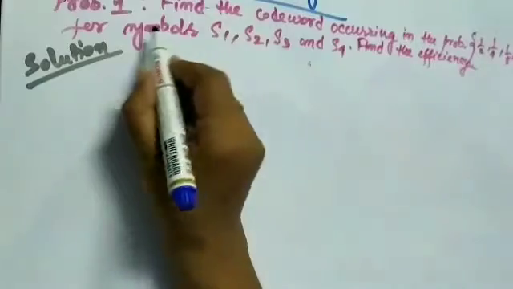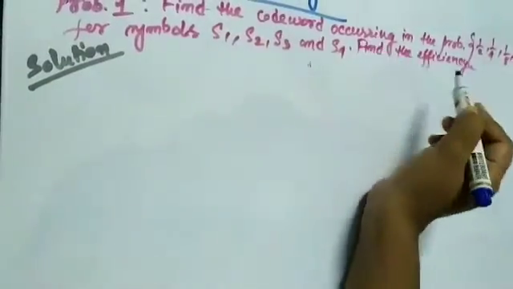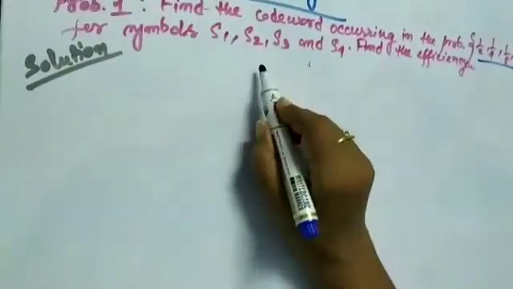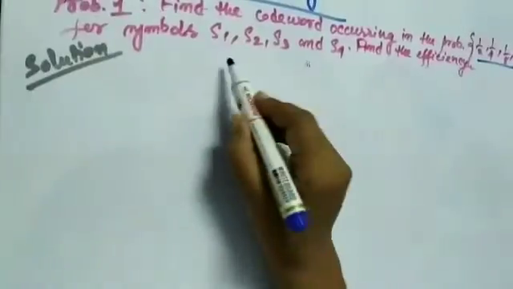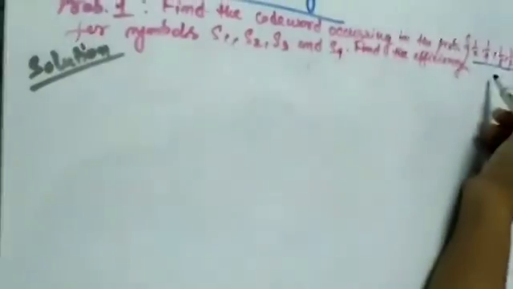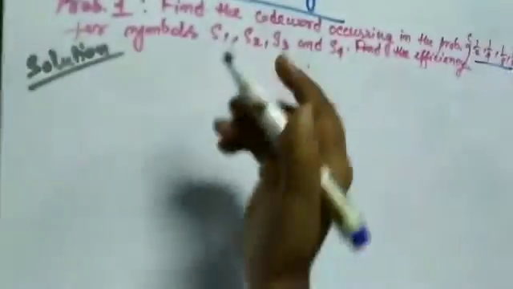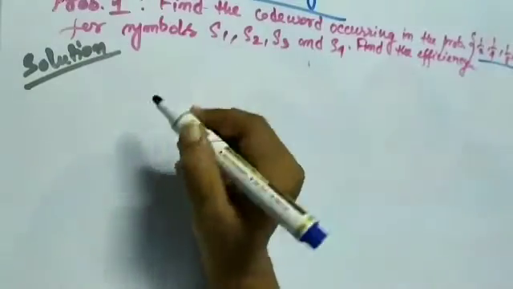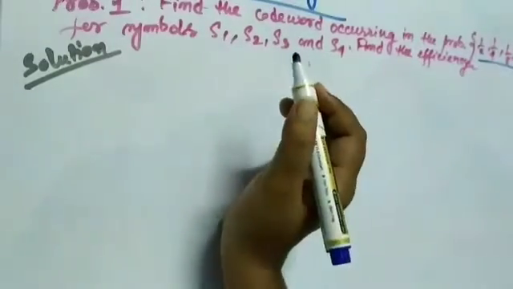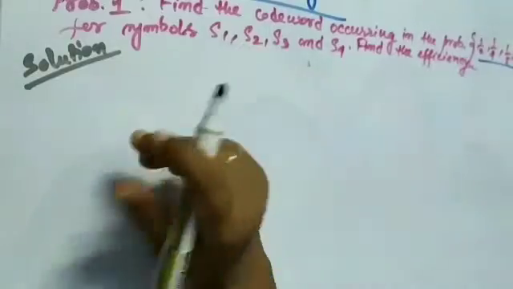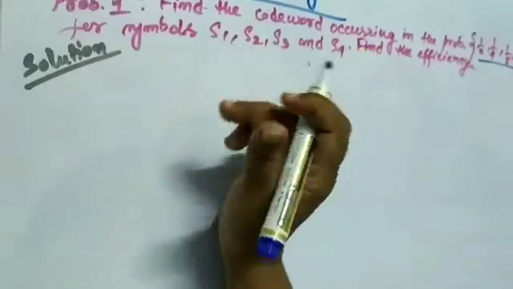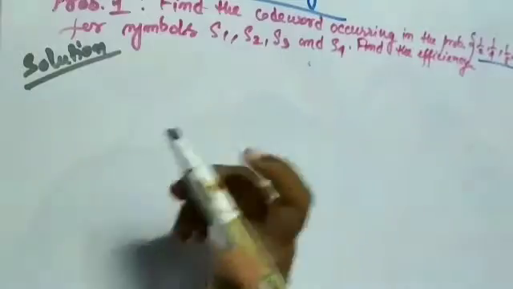So here a problem is written. Find the code word for the given probabilities. These are the probabilities for the symbols S1, S2, S3, S4. That means there are 4 symbols with their probabilities. And we have to find out the code word with their efficiency. So for calculation of this code word, we have to follow the steps that I described before.